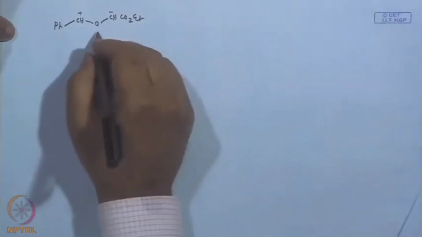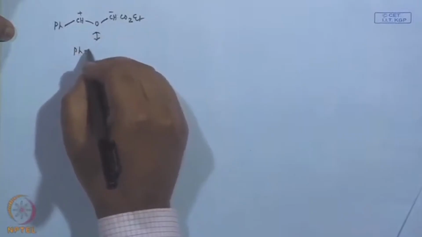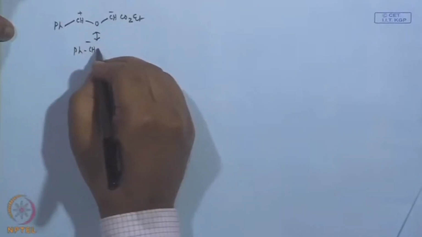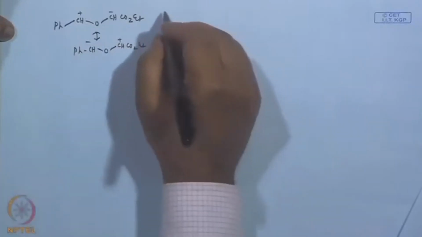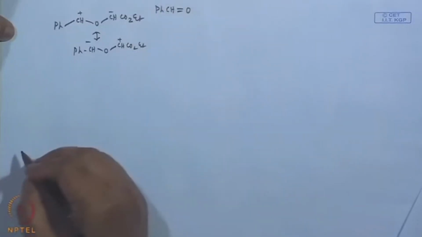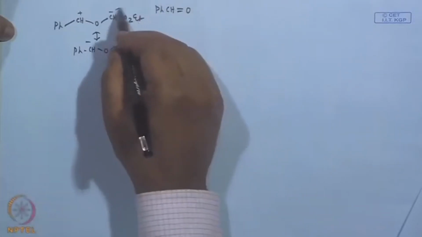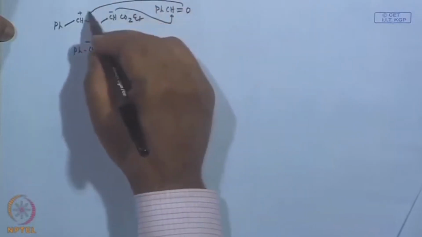Ester here. So, you can rewrite also. This is C minus oxygen and this is plus and this is ester. And what next? Then you have an additional molecule of benzaldehyde. So, benzaldehyde would react with this end and this oxygen would attack this.